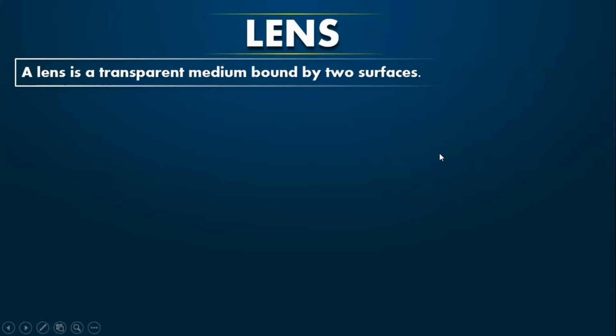A lens is nothing but a transparent medium which is bound by two surfaces. So one surface and the other surface together is called a lens. If you see on the screen, two surfaces are there in front of you, the left and the right surface. This is one type of lens. Then this is the other type of the lens, and there is another type.